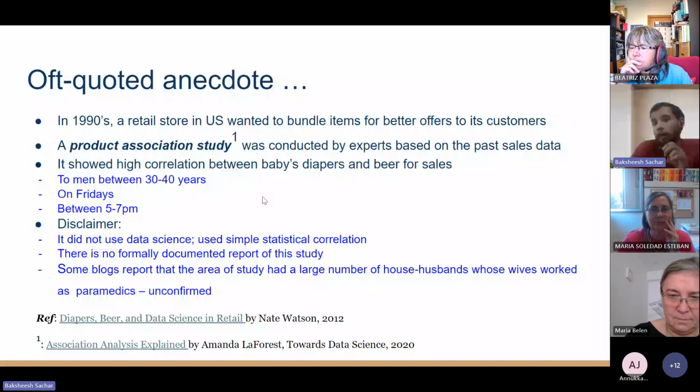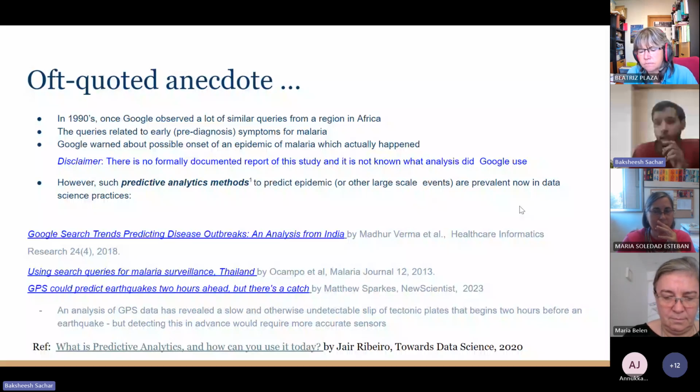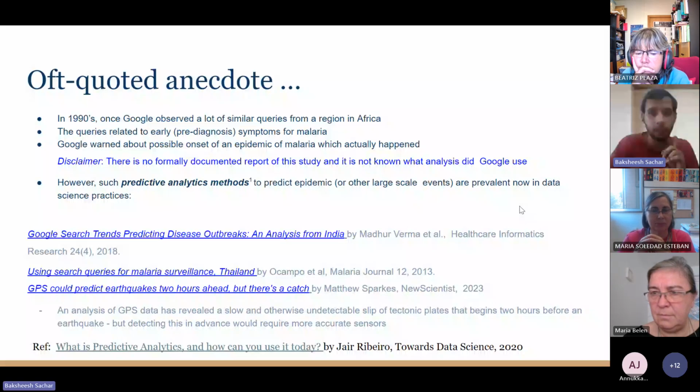Based on that data, Google predicted that there is a potential outbreak. Similarly, there has been work which shows that disease outbreaks can also be predicted through Google. This is primarily based on query search, but like I was saying about GPS as well, GPS can also predict earthquakes. But these are deep studies I can share. I'll share the slides, which will have the links to them as well. And I think that is it. That should be the last slide.